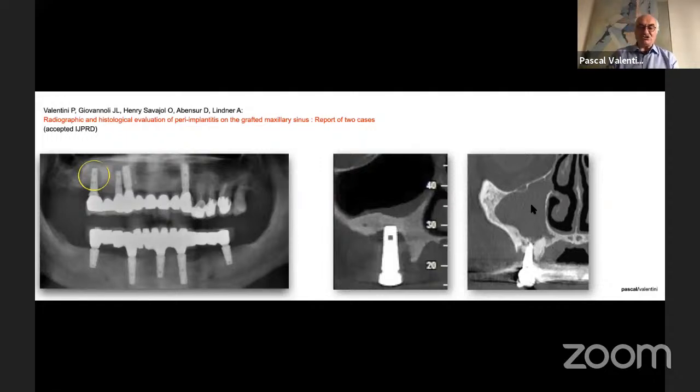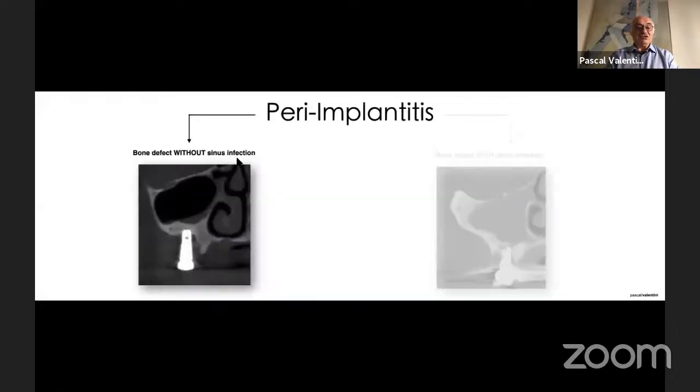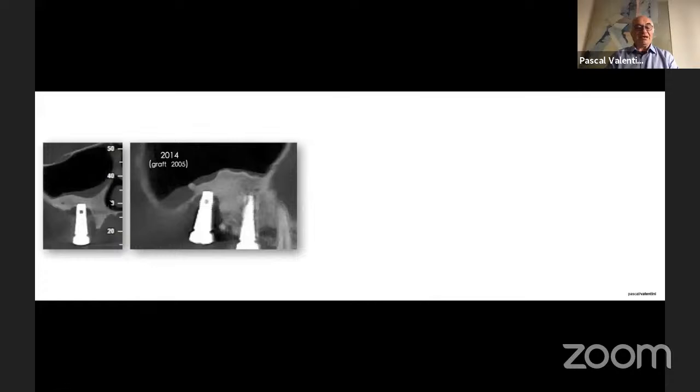So how do we have to manage those situations? Of course, those peri-implantitis cases occur not only with biomaterials, but also with autogenous bone, as you can see on this case. This was only autogenous. So let's look at how to manage the peri-implantitis without sinus infection. This patient came to us 9 years after the sinus graft with infection around the distal implant.